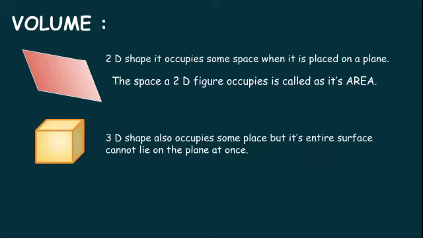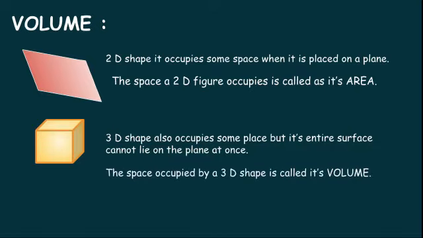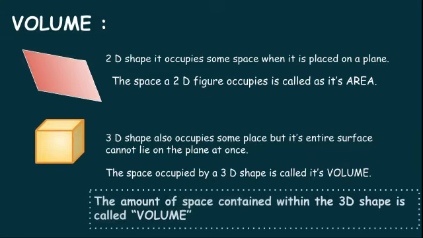That means if you place it on a plane, the bottom face will be placed on the plane but not the top face. So its entire surface cannot lie on the plane at once. Then the space occupied by a three-dimensional shape is called its volume. The amount of space contained within the three-dimensional shape is called its volume. Simply, the amount of space contained inside a three-dimensional object is called its volume.